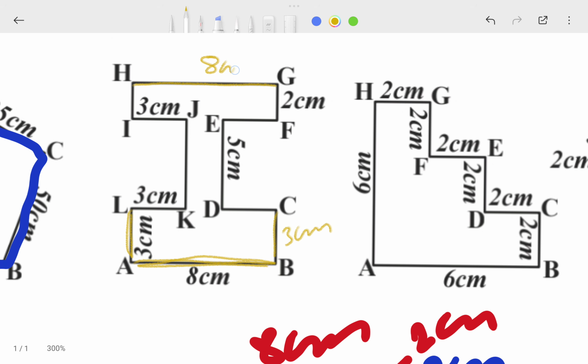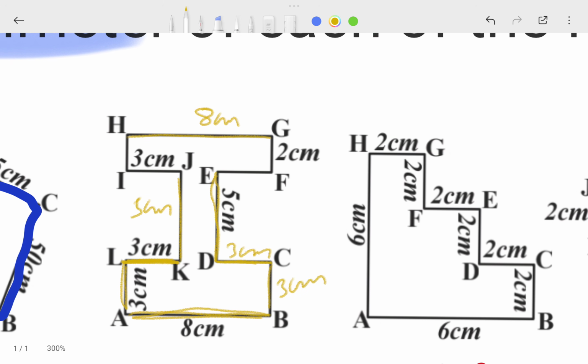Okay now, that is also going to be 3 centimeter. Here it is given 3 centimeter, so that will be also 3 centimeter. Over, right? So now look, this is a total 5 centimeter, then it will be also 5 centimeter.